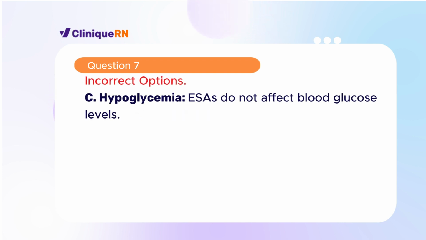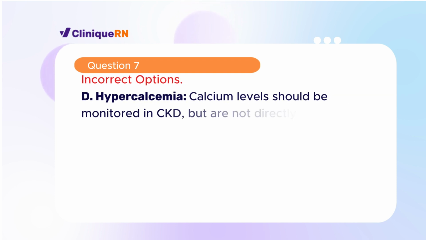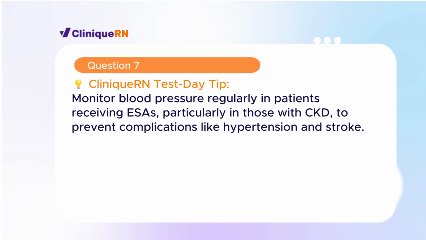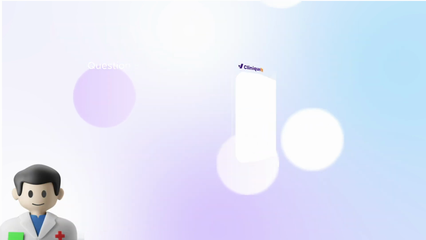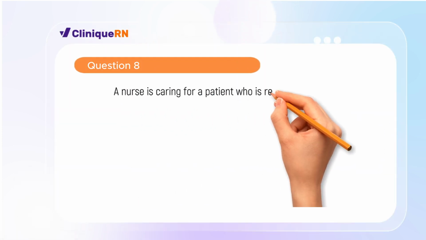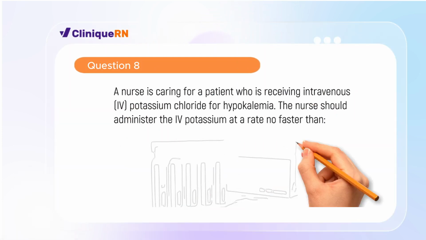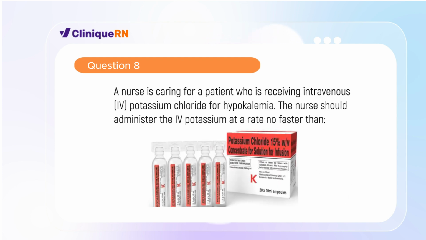C. Hypoglycemia. ESAs do not affect blood glucose levels. D. Hypercalcemia. Calcium levels should be monitored in CKD, but are not directly affected by ESAs. NCLEX-RN test day tip. Monitor blood pressure regularly in patients receiving ESAs, particularly in those with CKD, to prevent complications like hypertension and stroke.